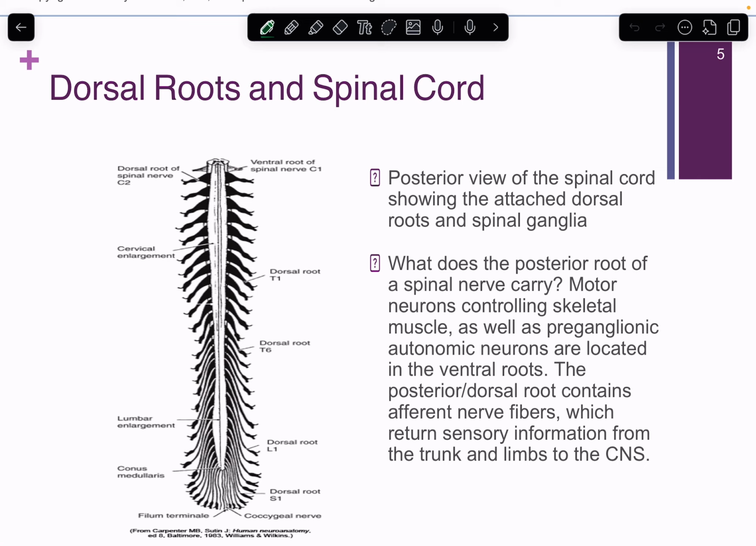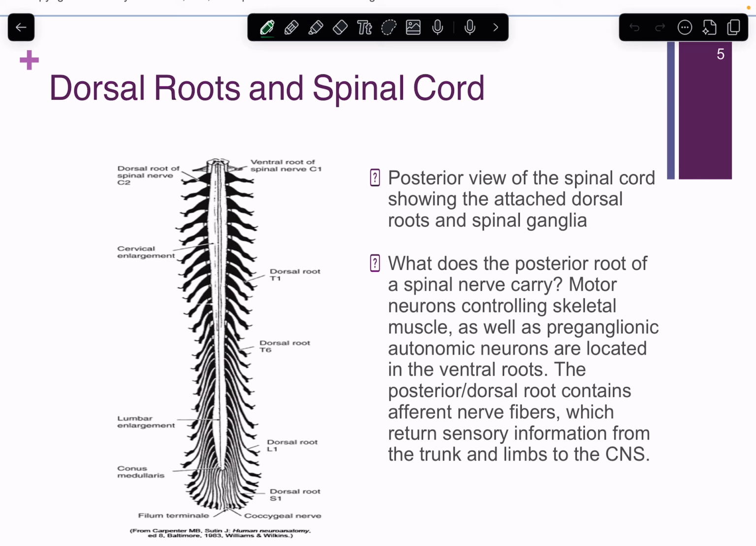So, this is really a painful problem. The dorsal roots of the spinal cord are essential for relaying sensory information to the brain. They house sensory neuron cell bodies in the dorsal root ganglion, and they play a crucial role in our sense of touch, pain, temperature, and proprioception. Dysfunction in these roots can lead to various sensory impairments, making their integrity vital for proper neurological function.